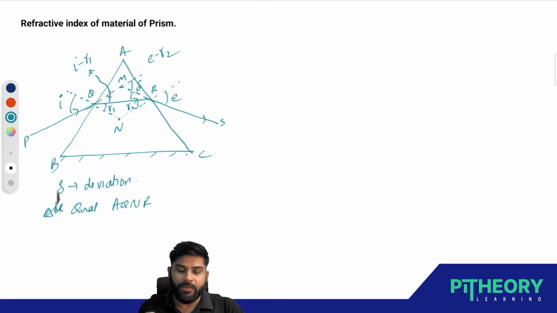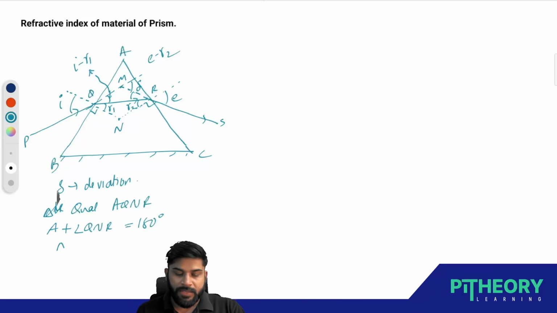In the quadrilateral AQNR, these two angles, angle AQN and angle ARN, are both 90 degrees, because QN and NR are the normals. So you can write very clearly: A, the angle of prism, plus angle QNR is equal to 180 degrees. Very clear, correct? Because the other two angles sum to 180 degrees, and the total in a quadrilateral is 360 degrees. So A plus angle QNR will be 180 degrees.